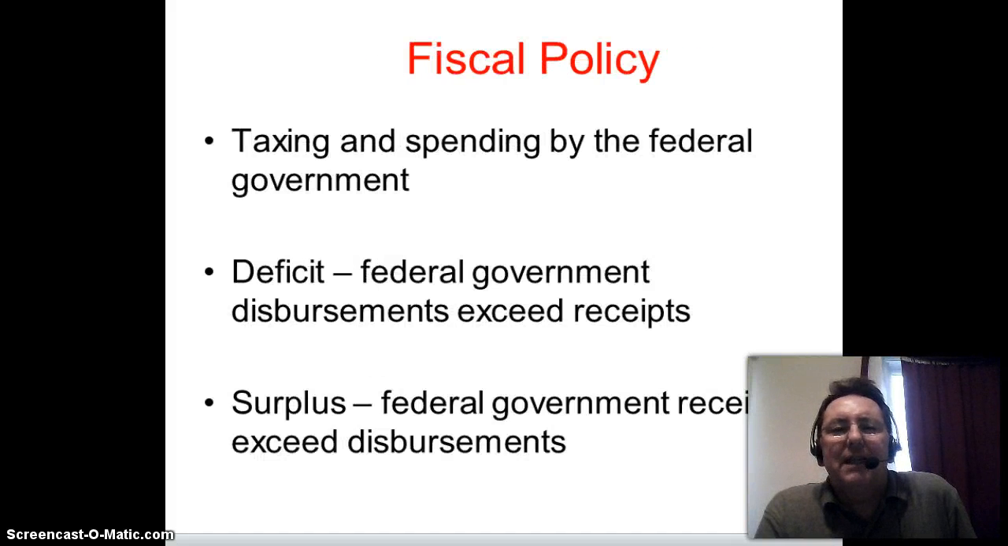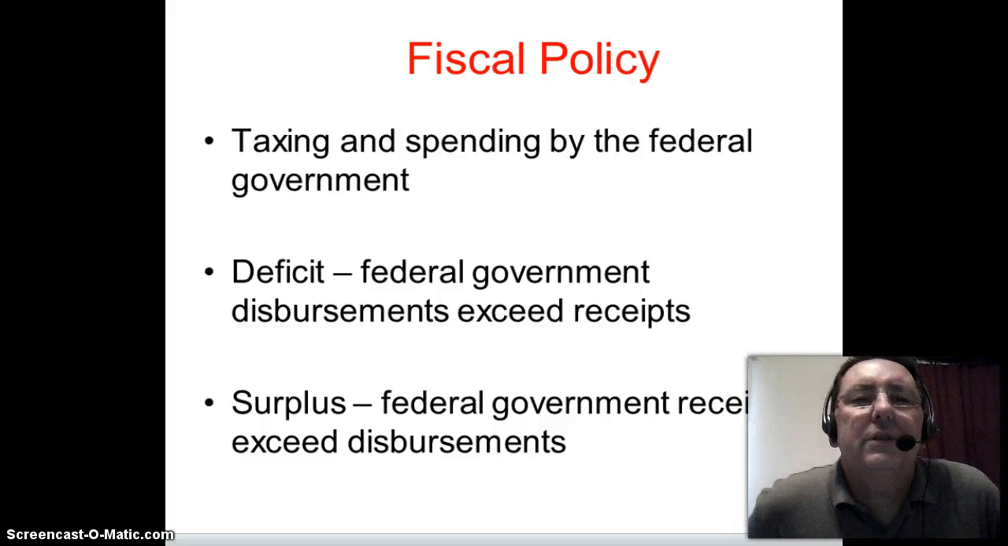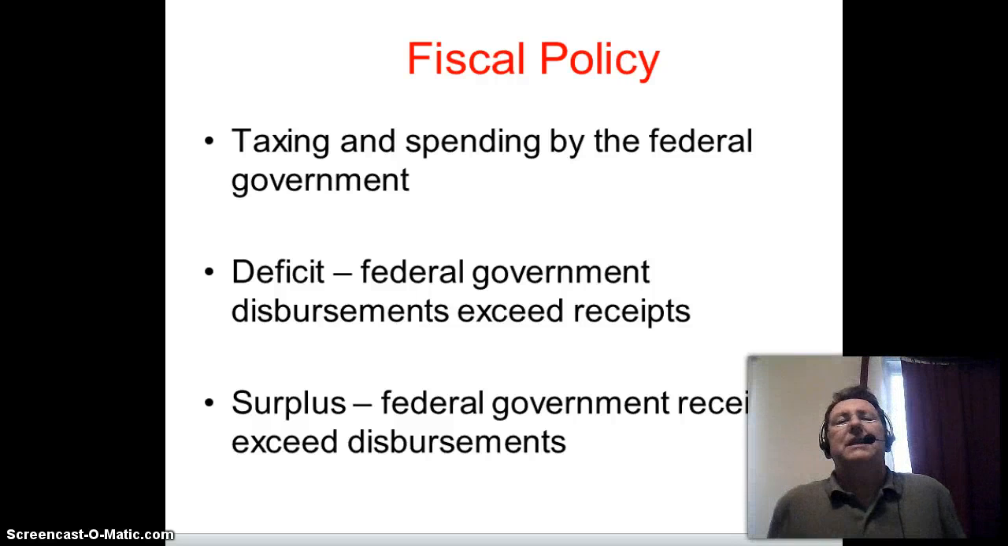Fiscal policy is another type of policy you may have heard of. It's really a separate animal, if you will, from monetary policy. When you think of fiscal policy, you should think of the executive branch of government.